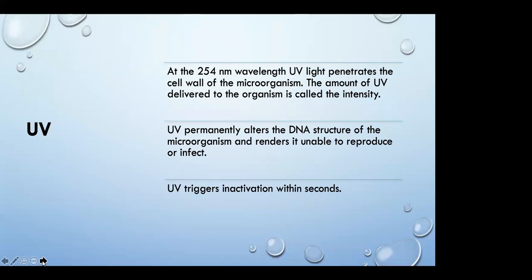UV is another common one. At a 254 nanometer wavelength, UV light penetrates the cell walls of microorganisms, and the amount of UV delivered to an organism is called the intensity. UV permanently alters the DNA structure of a microorganism, and it renders it unable to reproduce or infect your cultured species. UV triggers inactivation within seconds.